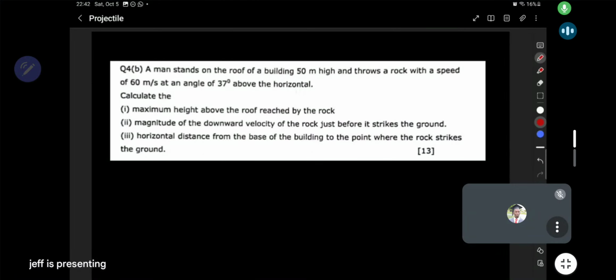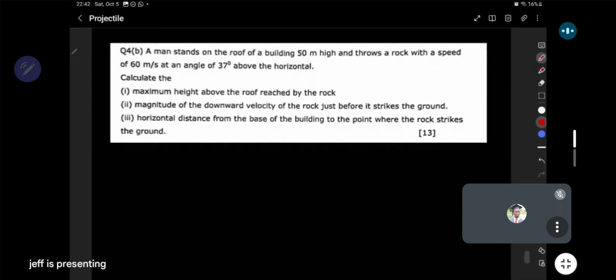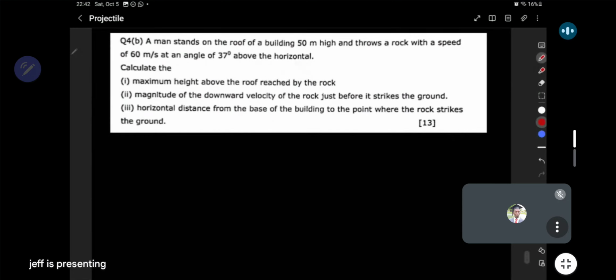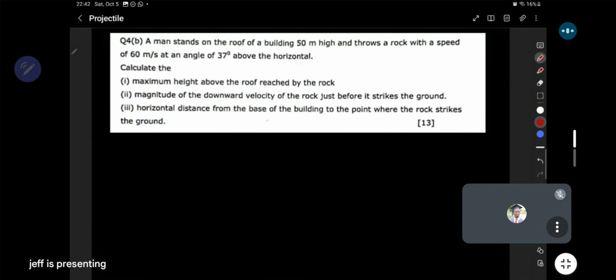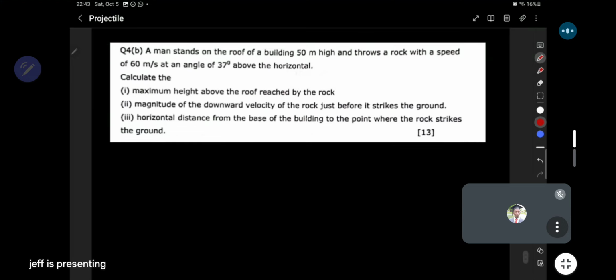So this time around we have this problem. A man stands on the roof of a building 50 meters high and throws a rock with a speed of 60 meters per second at an angle of 37 degrees above the horizontal. Calculate the maximum height above the roof reached by the rock, the magnitude of the downward velocity of the rock, and the horizontal distance from the base of the building to the point where the rock strikes the ground.